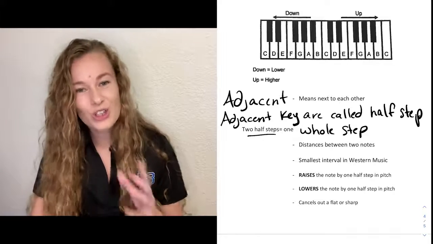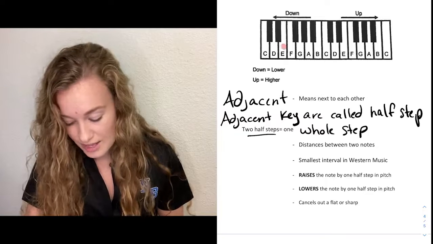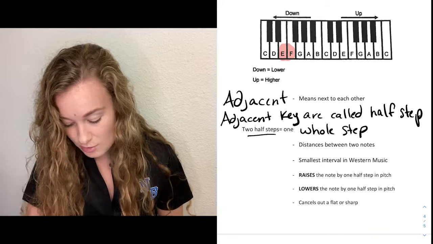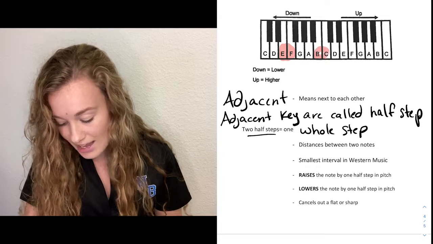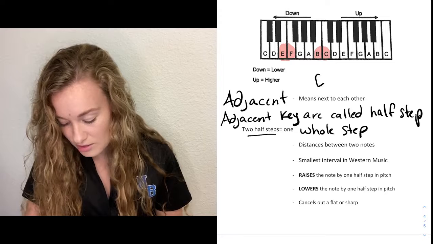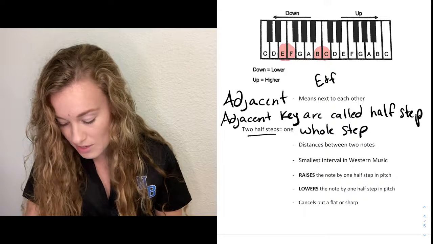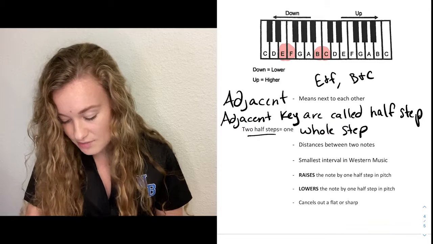So what does that mean? I'll show you on the keyboard. The half steps that we have here that are 2 white keys are going to be E and F, because you can see there's no black key, no accidental, in between, as well as B and C. So let's go ahead and write those down. The white key half steps that we have are E and F and B and C.